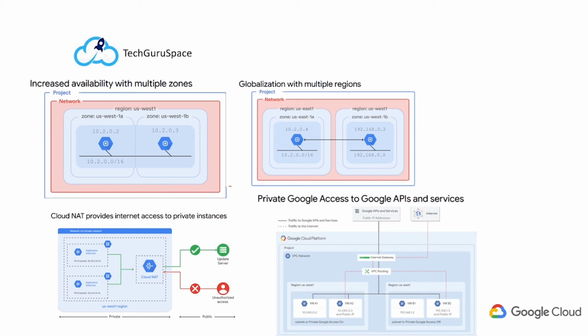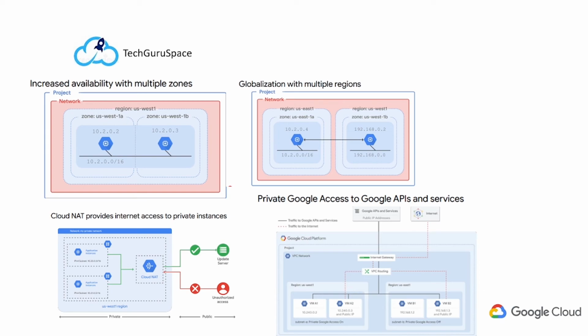Similarly, you would enable private Google access to allow VM instances that only have internal IP addresses to reach the external IP addresses of Google APIs and services. For example, if your private VM instance needs to access a cloud storage bucket, you need to enable private Google access. You enable private Google access on a subnet by subnet basis.